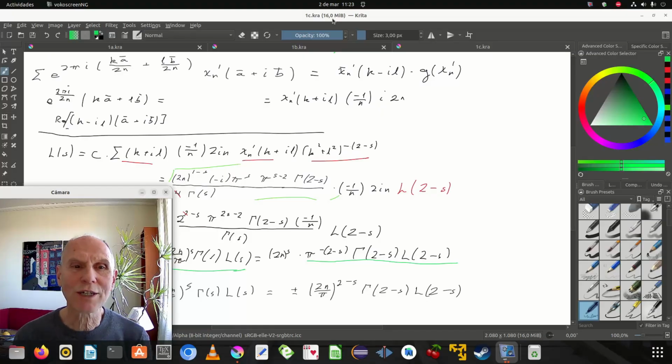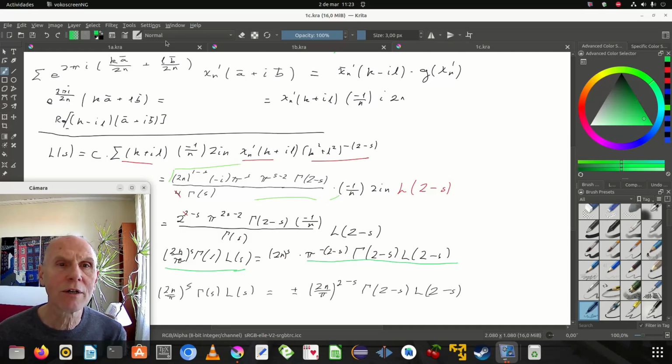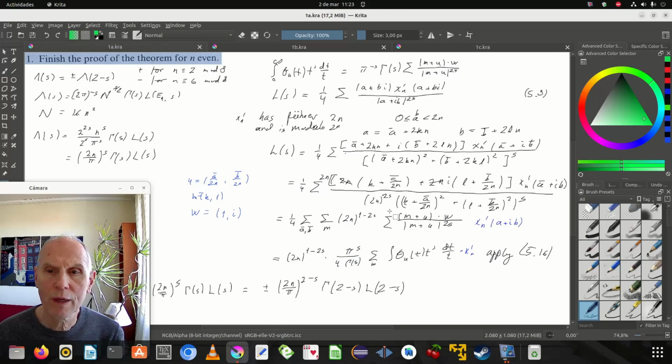Almost as soon as I turned off the camera, I realized where the missing powers of n would occur. That's, of course, the summation of L. Here we get 2n to 2s. I totally forgot about that, so that's easy.